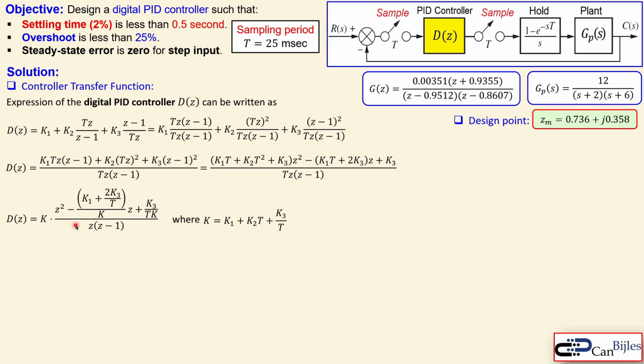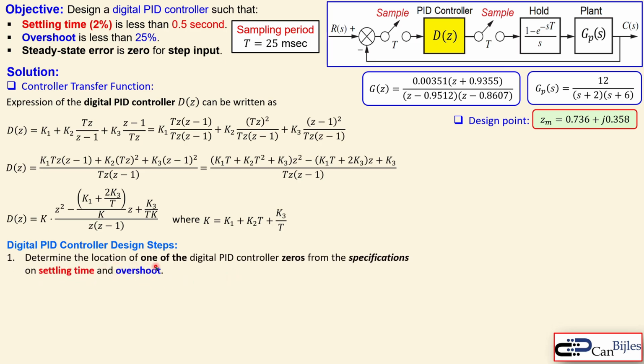So again, this is the transfer function having 2 zeros, 2 poles. Okay, moving on to the digital PID controller design steps. In this case, I will proceed in the following steps. We determine first the location of one of the digital PID controller zeros from the specifications on settling time and overshoot. Now for that, since this is settling time and overshoot, that's actually sort of the speed characteristics of our system, we assume then the digital controller as being a digital PD controller. So we skip for now or use the I integration part later.